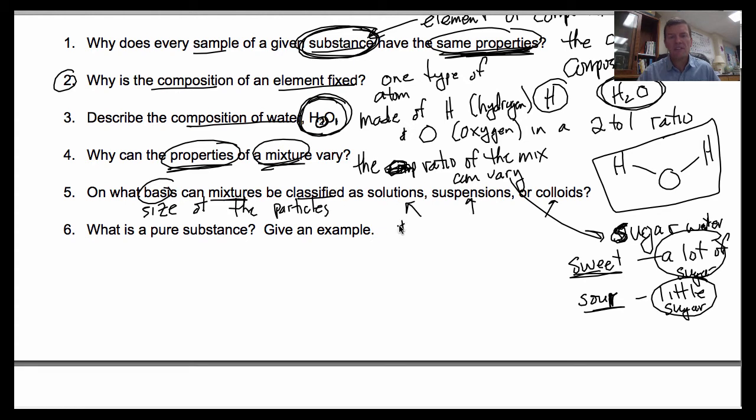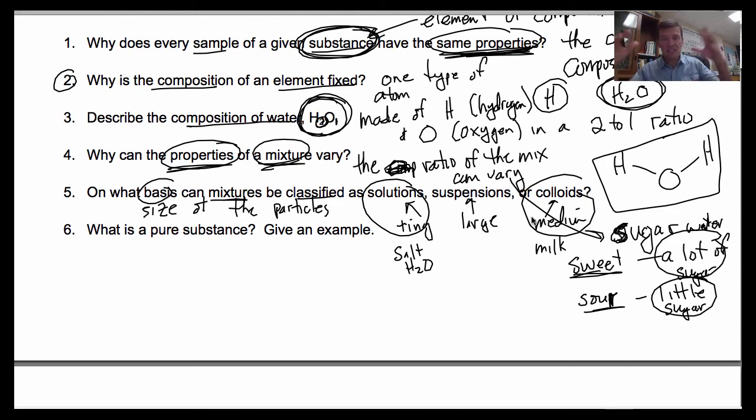Solutions have tiny particles. You can't even see them. Colloids have medium-size particles, and suspensions have larger particles. Solutions would be like salt water. You can't even see the salt. It's dissolved so small. A colloid would be kind of like milk. It's a little cloudy, but it stays kind of floating and mixed throughout the milk. There's water and fat and cream and stuff like that, but it's all mixed pretty well in there.